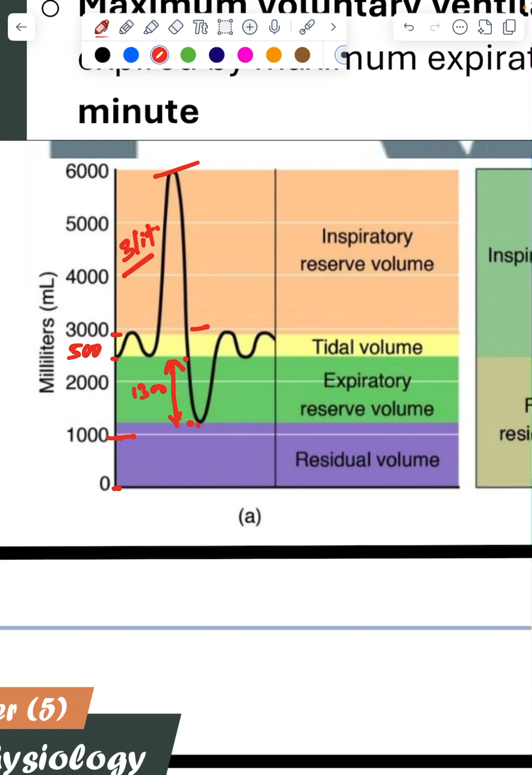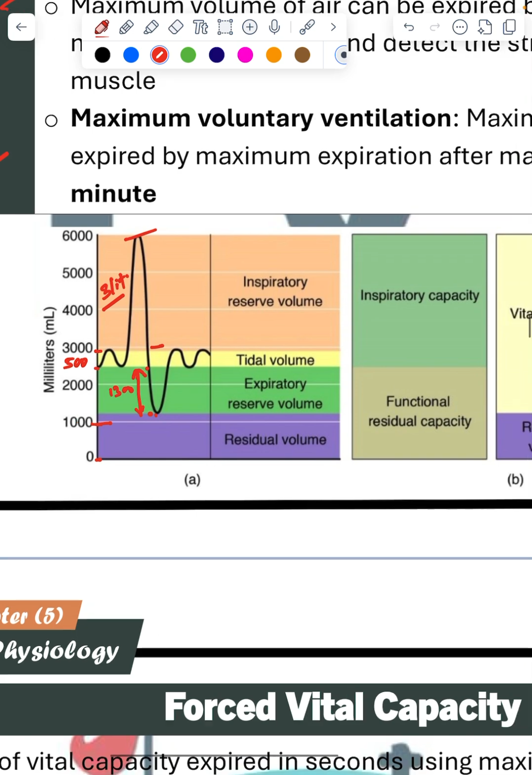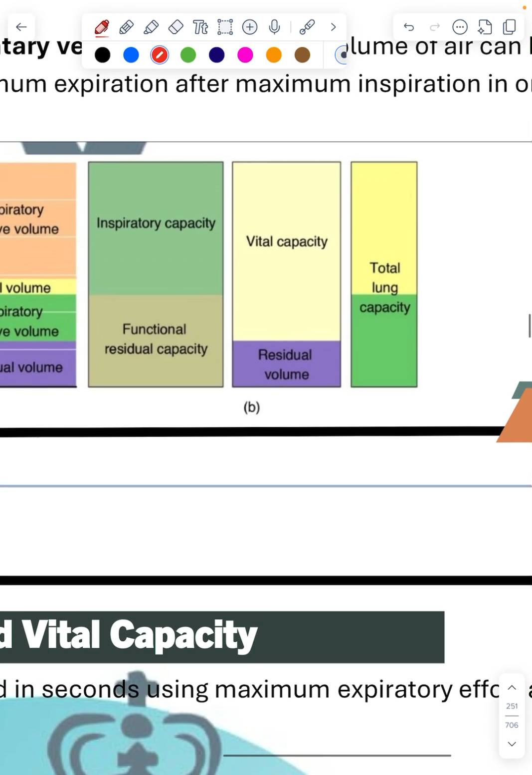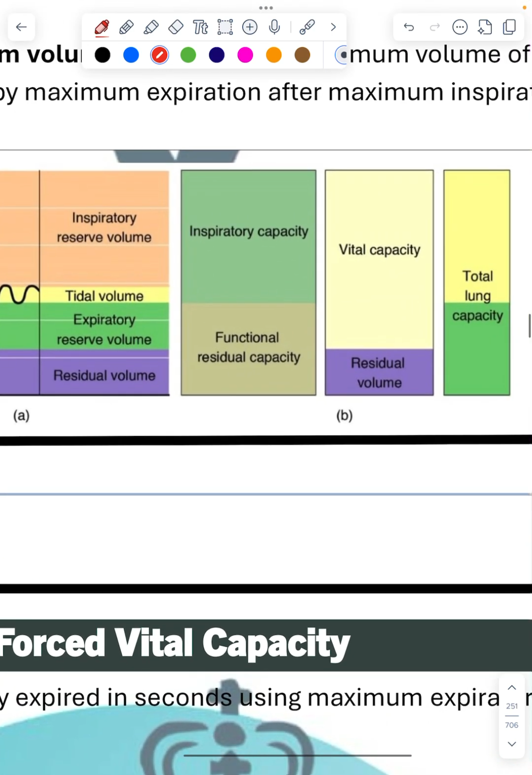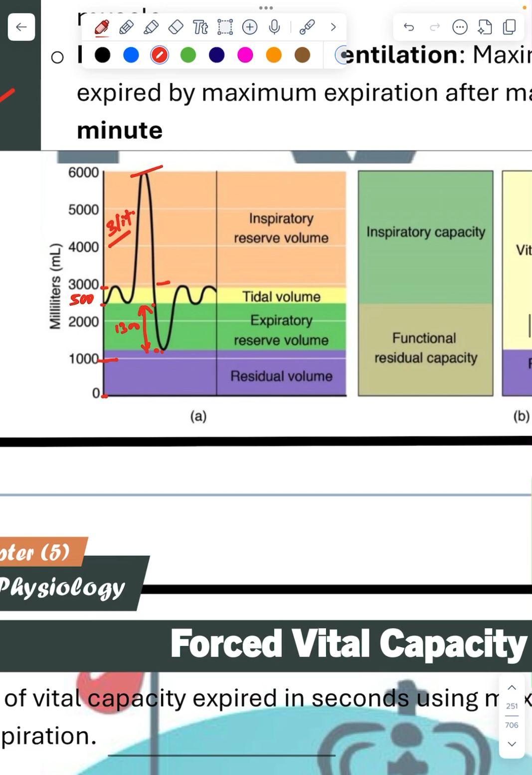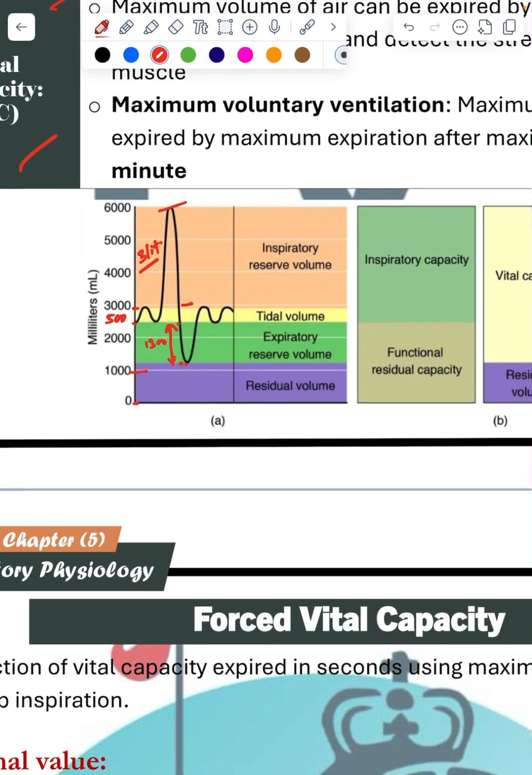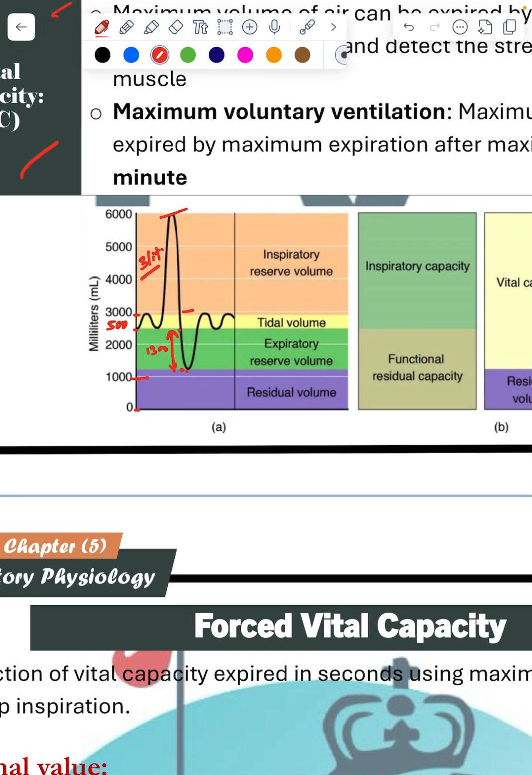You can see around 5 liters of air is the vital capacity. And if you add residual volume to that, 6 to 6.2 liters is the total lung capacity. So just try to understand: normal tidal volume is 500 ml. More air a person can inspire is around 3 liters more, and around 1300 to 1500 ml he can expire, and residual is again 1200 ml.